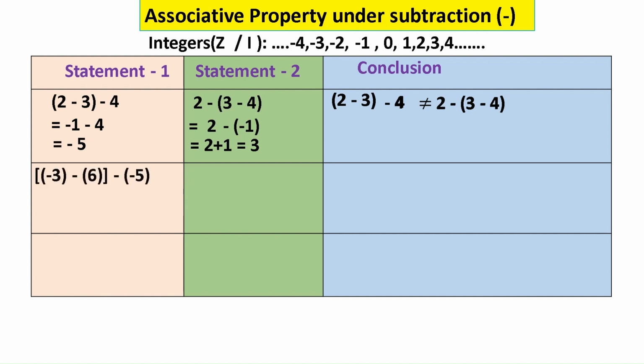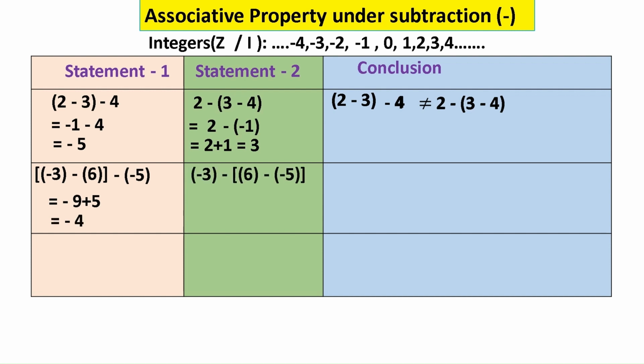And one more example: minus 3 minus 6 minus of minus 5. We will do the first 2 integers. Now here, minus 3 minus 6, we will get minus 9. So minus of minus, we will get a plus 5. So now here minus 9 plus 5 is minus 4.